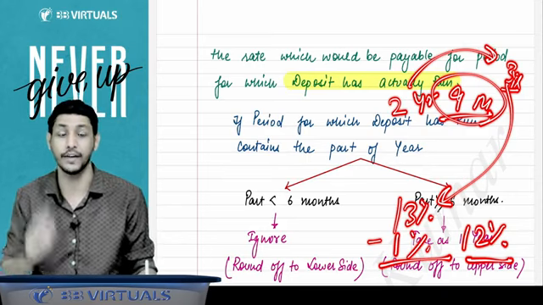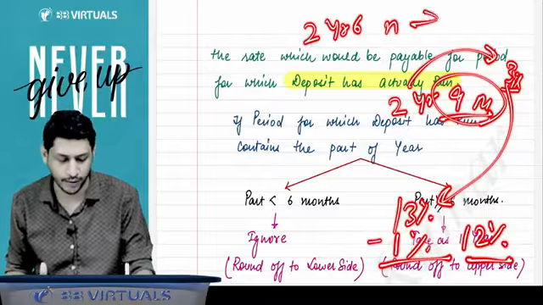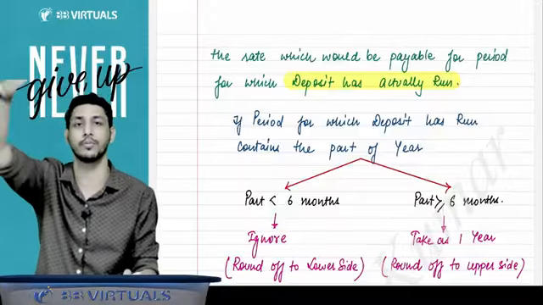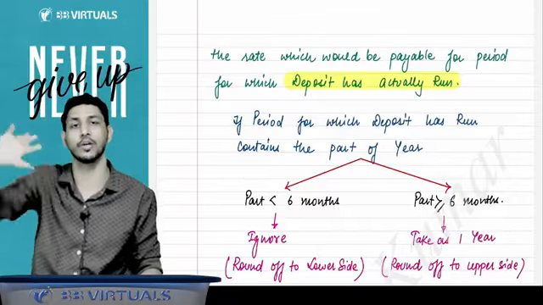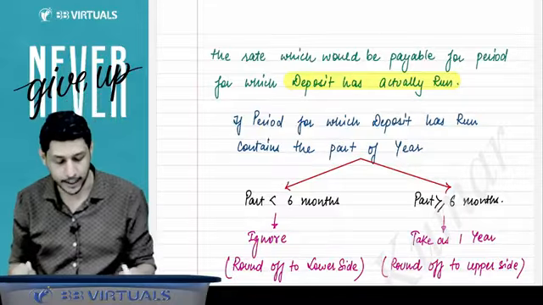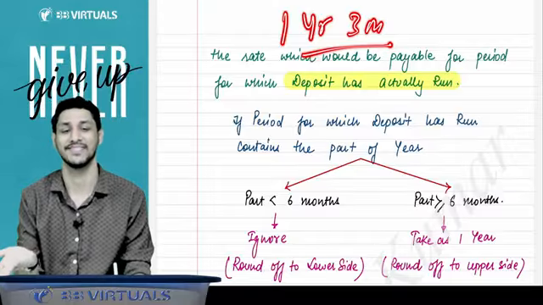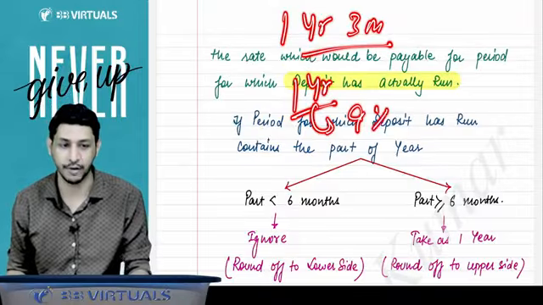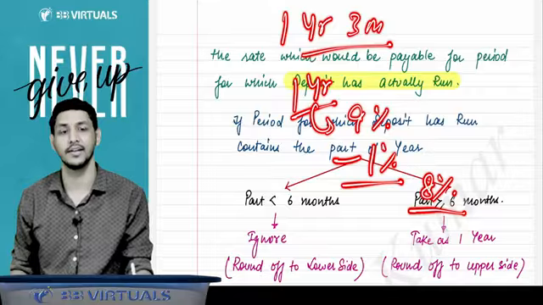Sir, what if he comes at exactly 6 months, like 2 years, 6 months? I said, no, you have to consider it 3 years. If the part of the year is 6 months or more, you have to go to the upper side. If the part of the year is less than 6 months, you have to ignore it. Sir, suppose that person comes after 1 year, 3 months, then what will you do? It will be considered as the 1 year rate. So the 9% rate will be applicable minus 1% penalty. So he will be given 8% interest.